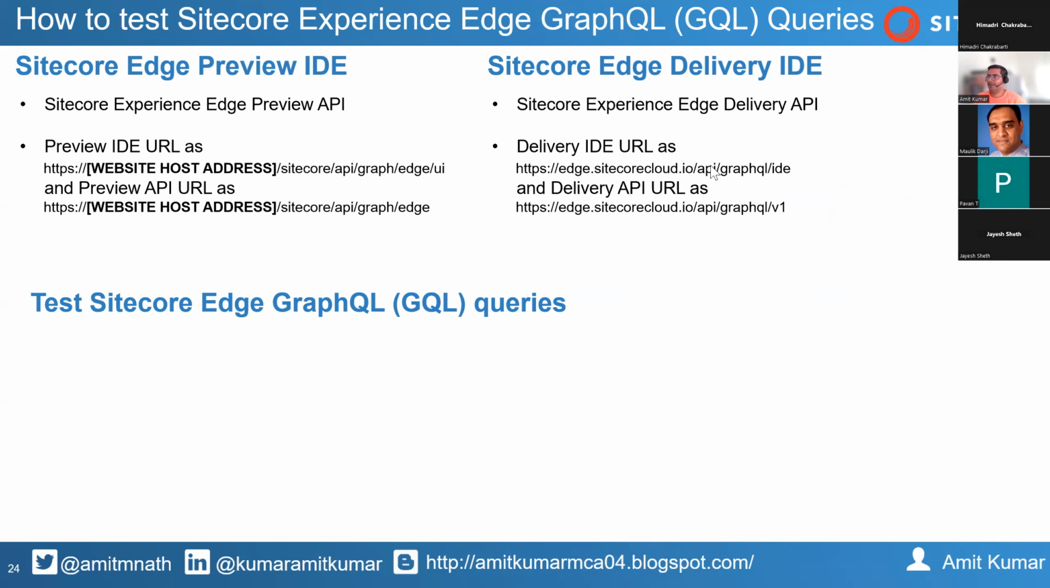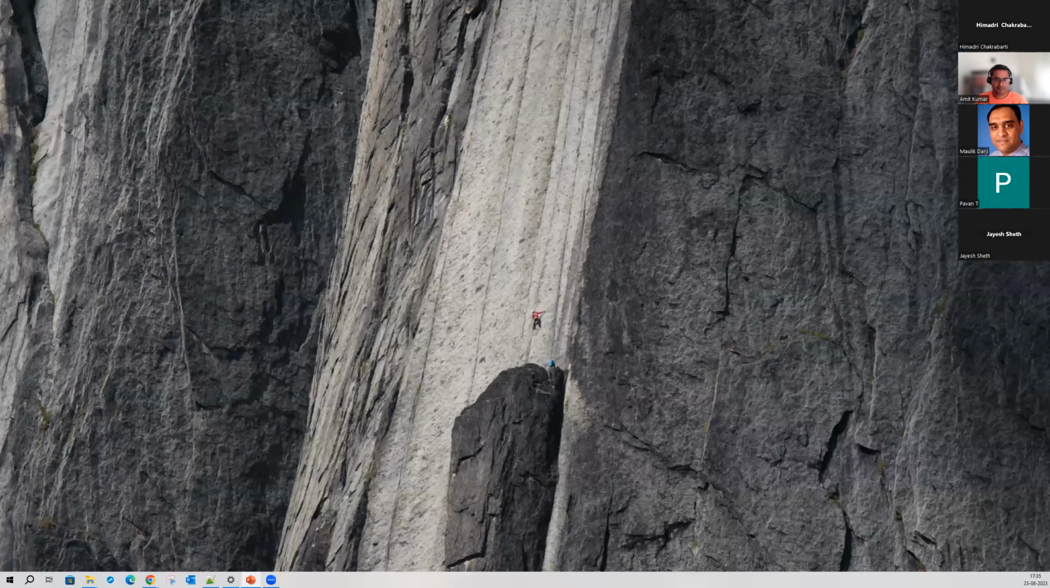So in this section, we will be learning how to test the Sitecore Experience Edge GraphQL queries. As I said, for the preview API we will have a preview IDE, meaning integrated development environment, where we can check our GraphQL queries, and the Edge delivery IDE is also there, where you can check your delivery API endpoints data. So to test this GraphQL, let me.